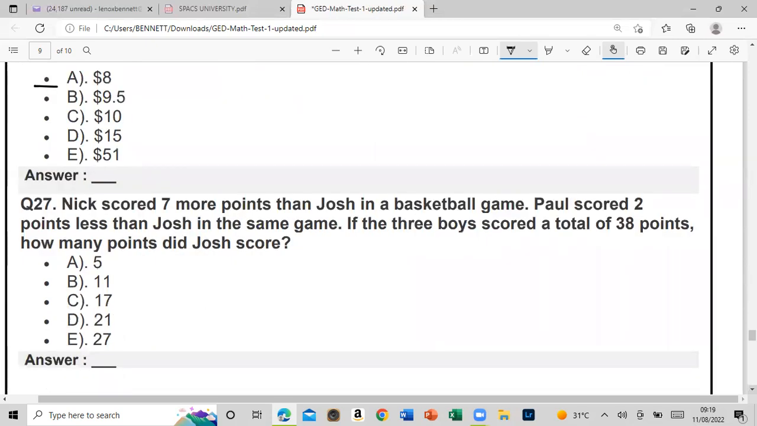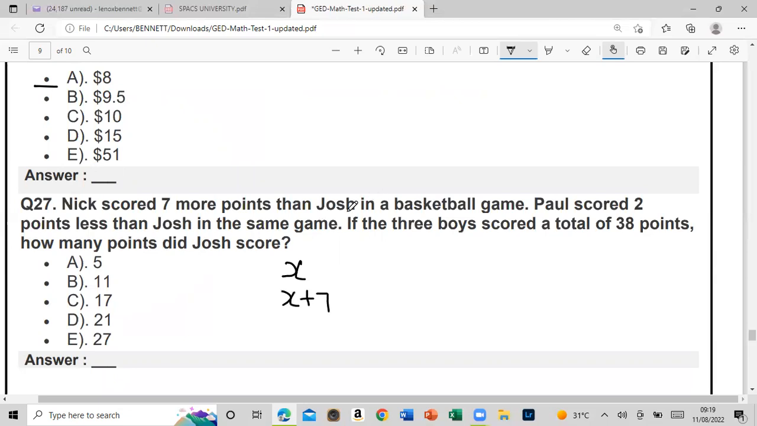Nick scored 7 more points than Josh in a basketball game. Paul scored 2 points less than Josh in the same game. If the 3 boys scored a total of 38 points, how many points did Josh score? Alright, so Nick scored 7 more than Josh. So let's just say Josh is X, and Nick would be X plus 7, right? Because Nick scored 7 points more.